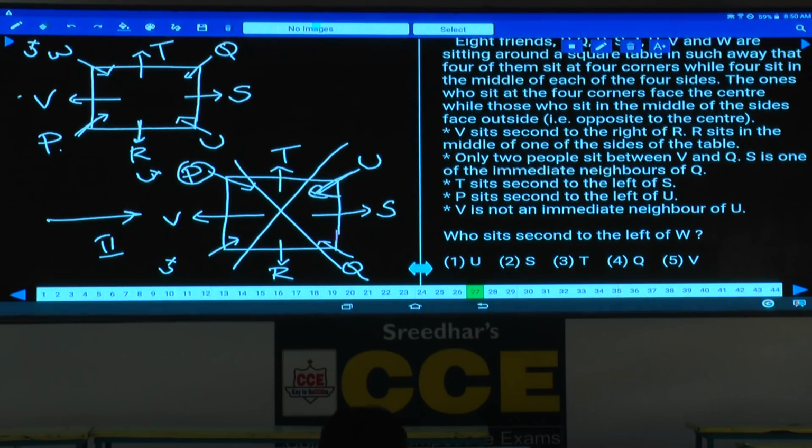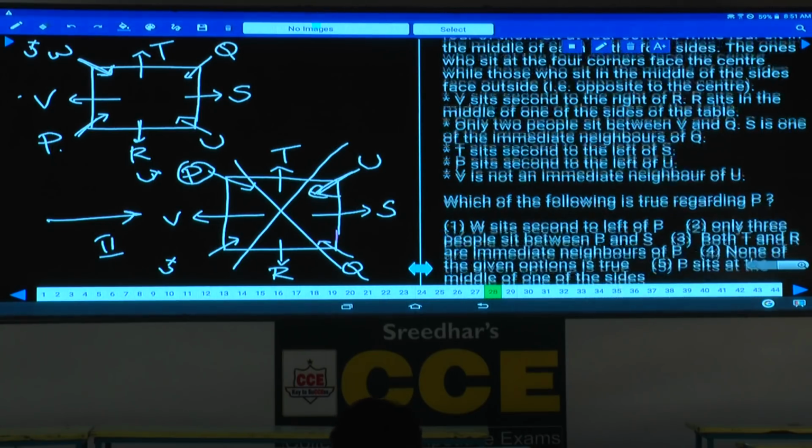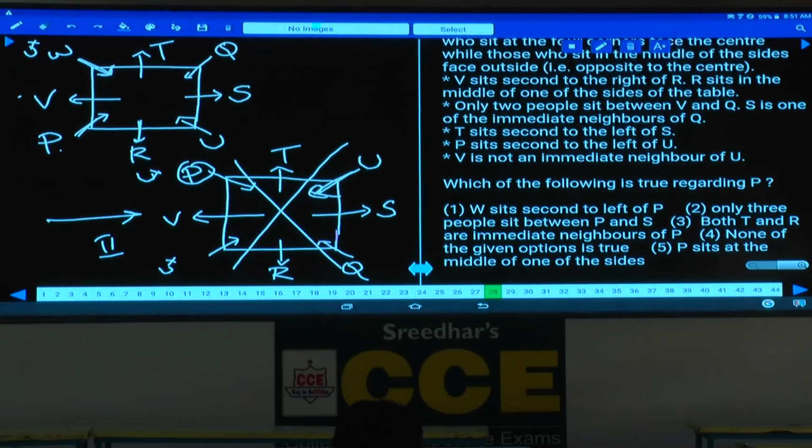Then who sits second to the left of W? Tell me who is seated second to the left of W. W is at this place, this person is facing towards the center, and second to the left is Q, choice 4. Then question number 28. Now in this 28, which of the following is true regarding P? Now W sits second to the left of P, true or false? W seated second to the left of P is definitely true, choice 1.